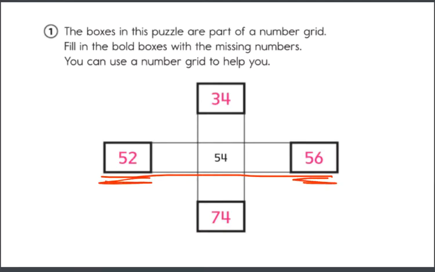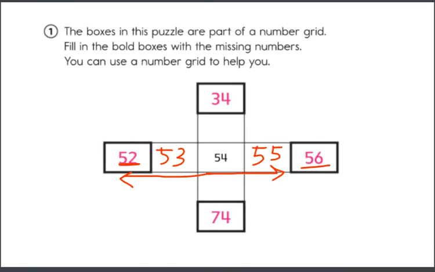I know that if I'm going this way on a hundreds chart, the numbers are getting bigger by 1. So 54, 55, I'm just counting by ones and getting bigger, and 56. And I know if I'm going to go this way on the hundreds chart in rows, my numbers are getting smaller by 1 number. So I'm going to just go backwards by 1. 54, 53, 52.